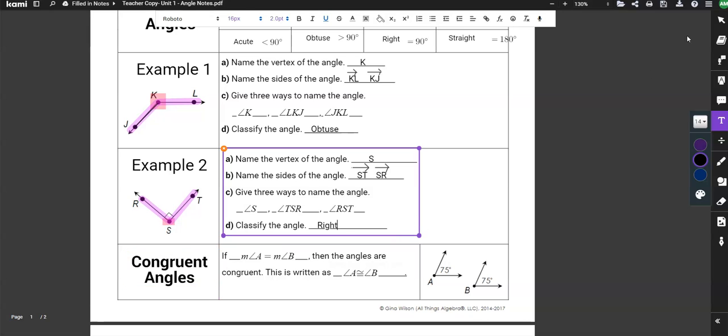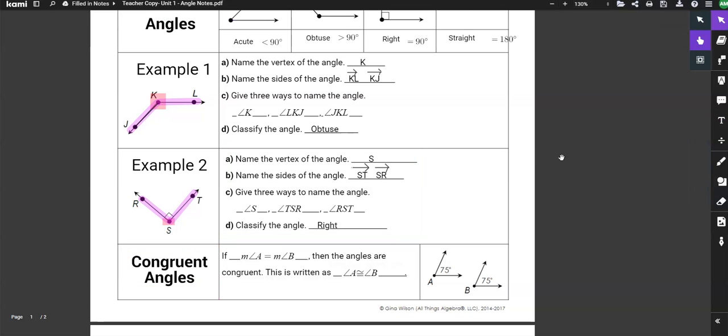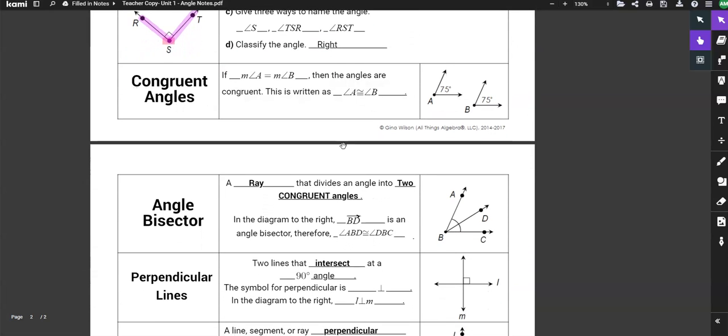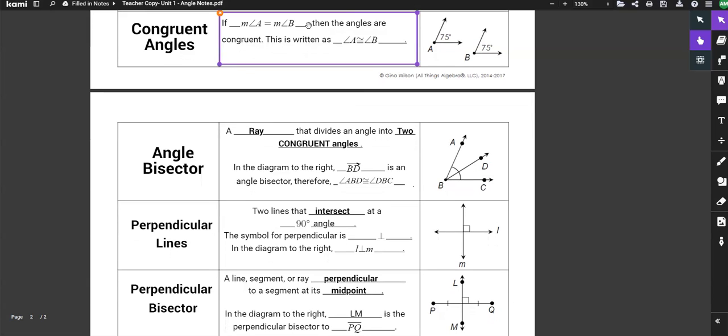Right, the definition of congruent angles is that if the measure of angle A is equal to the measure of angle B, then the angles are congruent. This is written as angle A is congruent to angle B. So you can see here we have 2 75 degree angles.